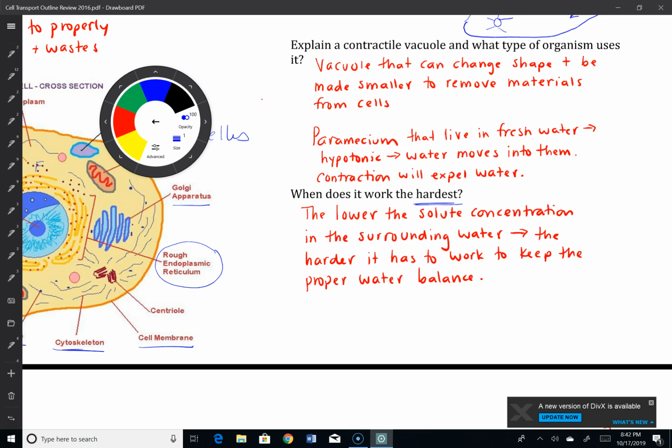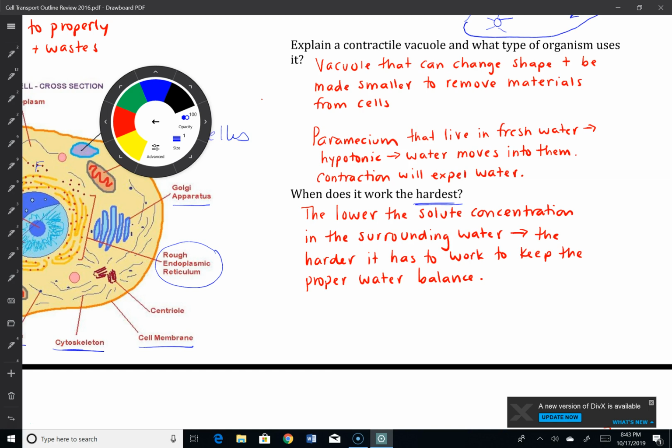If it happens to find itself in a slightly brackish place, sort of kind of like an intertidal region maybe, then that contractile vacuole does not have to work as hard, because as you change the concentration of the water surrounding the paramecium, less water will move in. So that is pretty amazing how this little guy can live its life.